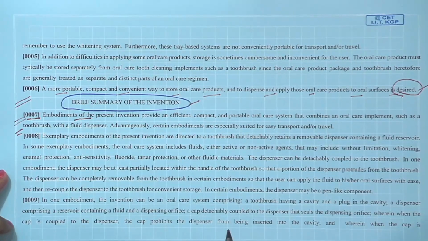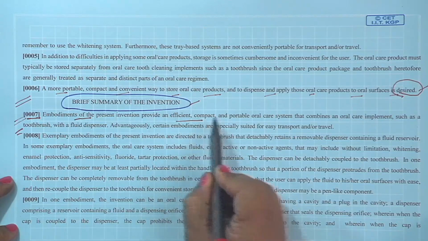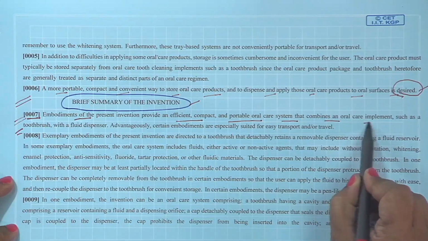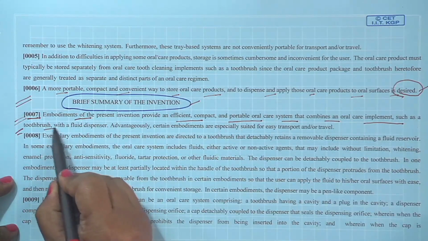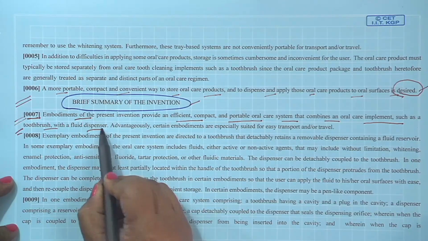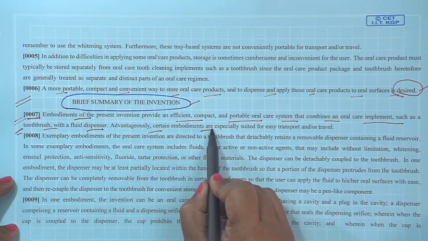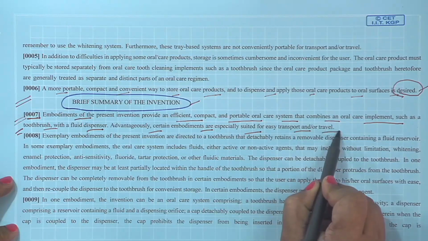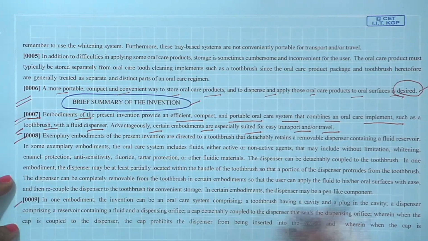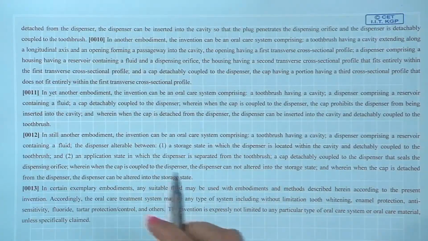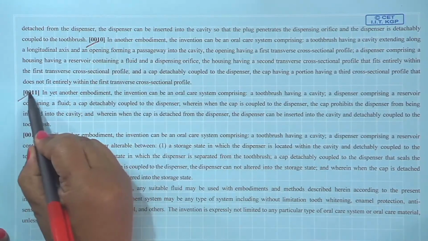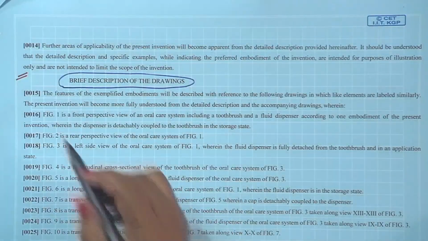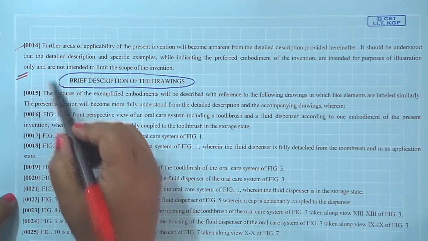Embodiments of the present invention provide an efficient, compact and portable oral care system that combines an oral care implement such as a toothbrush with a fluid dispenser. Advantageously, certain embodiments are especially suited for easy transport and/or travel. And then it continues to the next para, then para number 9, then para number 10, para number 11, para number 12, para number 13, and then it comes to para number 14. I will read this.